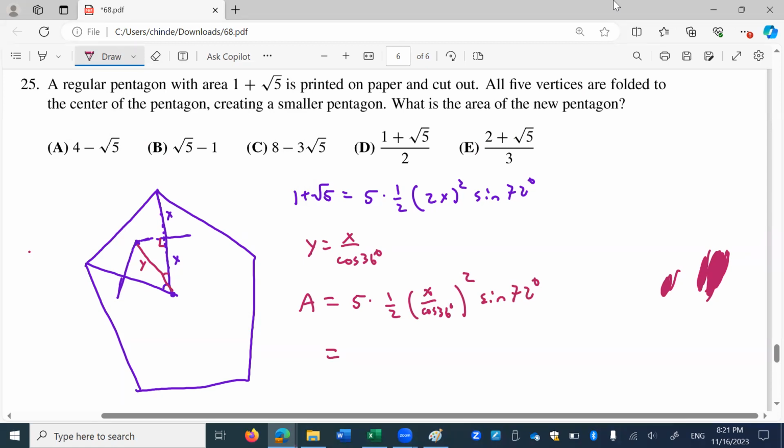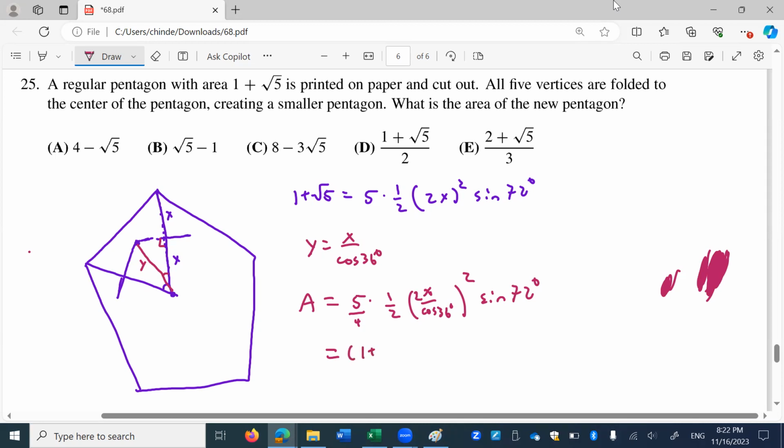And so I never need to calculate what x is. I can use this top equation here. I wish I had a 2 multiplying my x. If I put a 2 here inside the square, then I better also divide by 4. And so now I can use my 5 times 1/2 times 2x squared times sine 72.